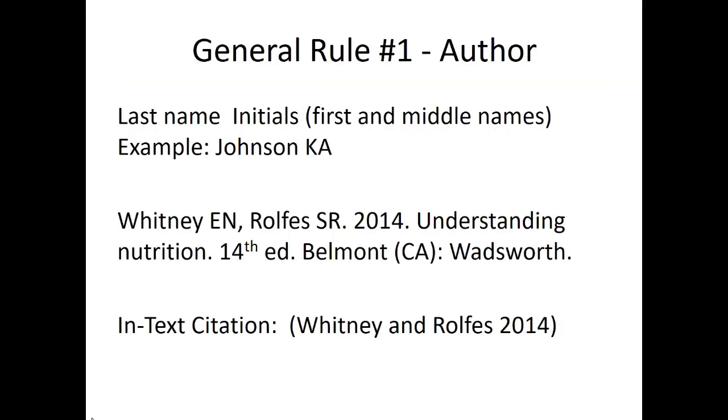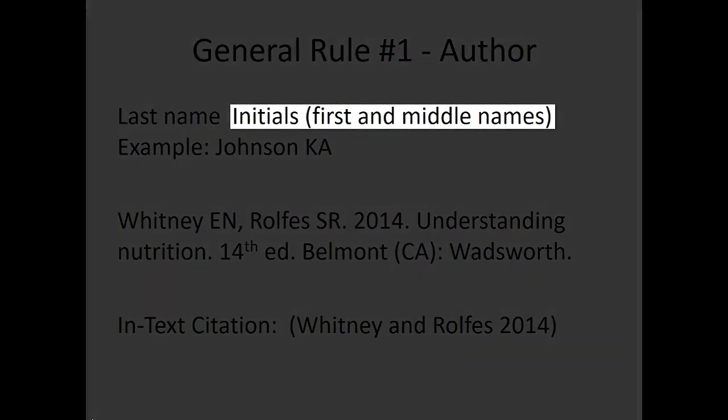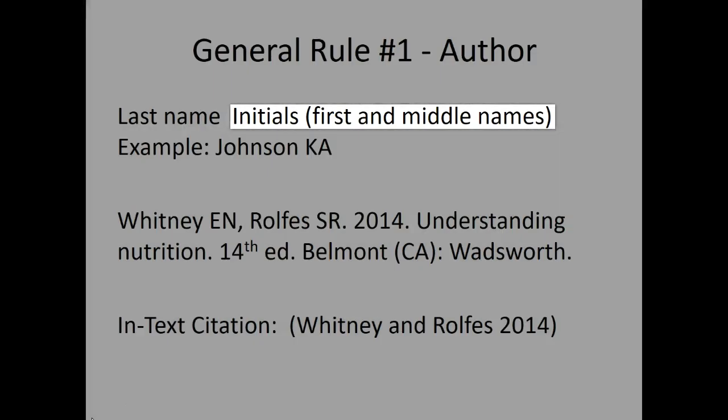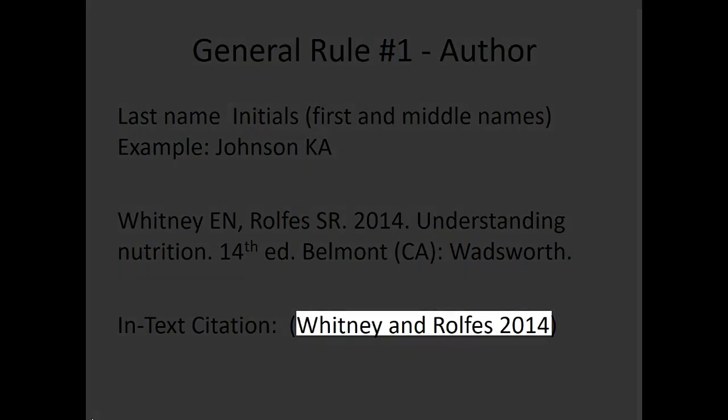There are some general rules for a CSE citation that distinguish it from other citation styles. The general rule for author is to include the full last name, but the author's first and middle names are listed with initials only, which you can see in the Johnson example. When you have more than one author, separate the authors with a comma, as can be seen with the Whitney and Rolfs example. Notice how the in-text citation includes both of the authors' last names and publication year.